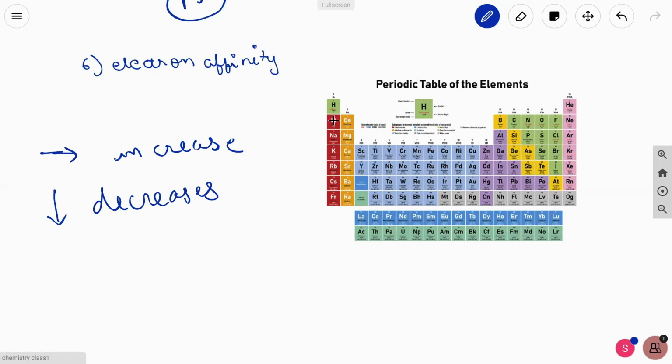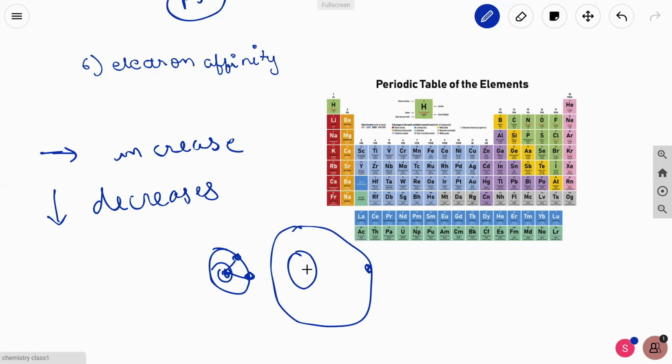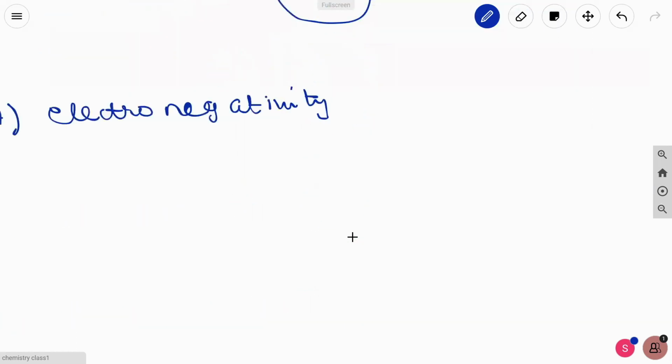For example, we know that when an electron is close to the nucleus, it must have a lot of energy. So when lithium gains an electron, it is close to the nucleus, so it gives out a lot of energy. But when cesium gains an electron, it is much further away, so this shell has a very low energy value. That's why it decreases down a group, and you can give a similar explanation across a period.